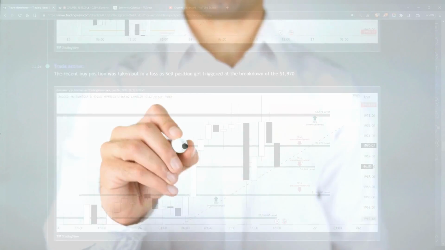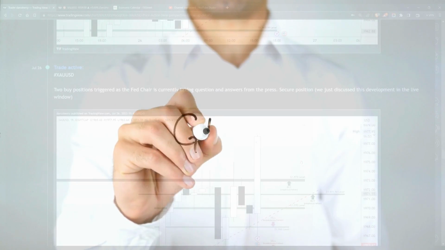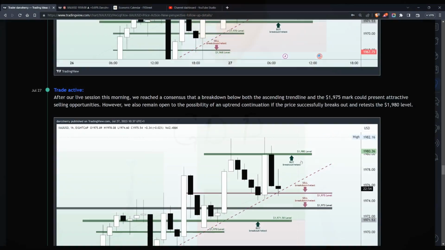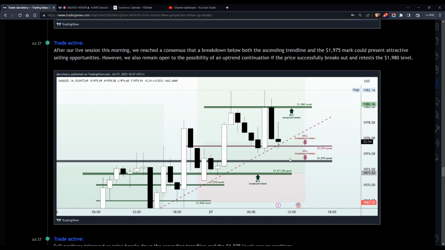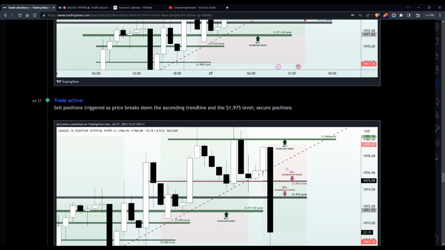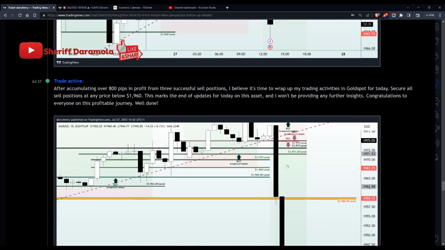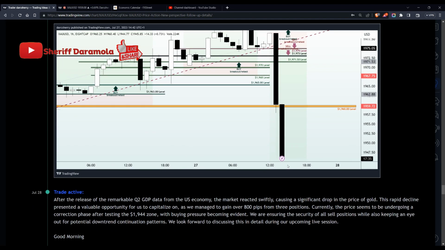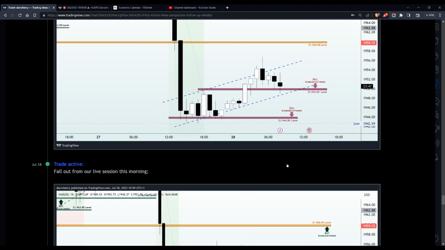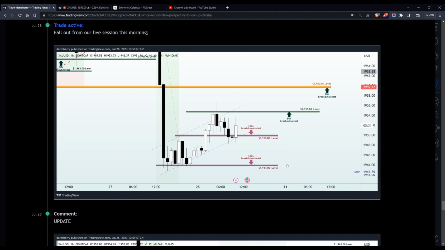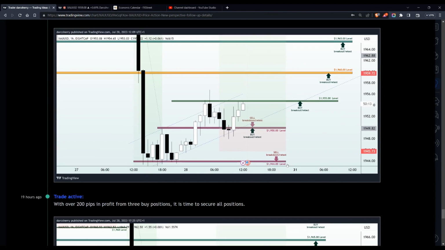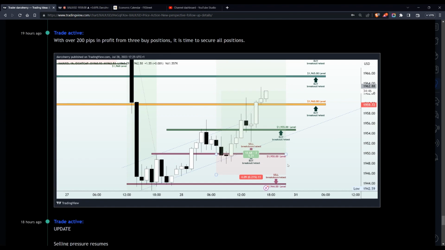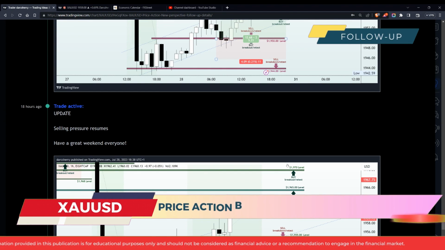And not until prior to the GDP data, we began to notice some bearish traction, and of course, we anticipated the breakdown of the 1975 to be part of that bearish move. And as you will see, we rode that move all the way to the downside. In fact, we had three positions running as we capitalized on that bearish move. So it was quite an interesting situation for us on the XAUUSD last week.